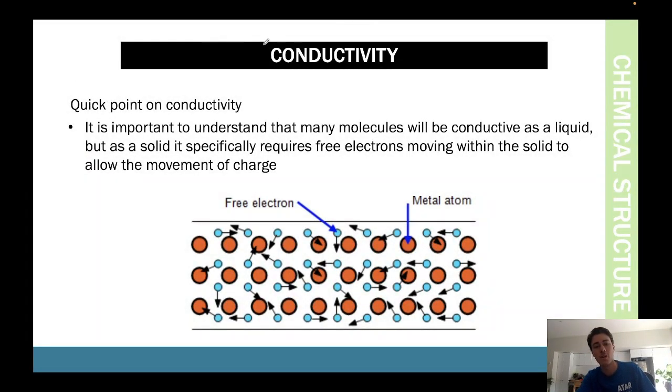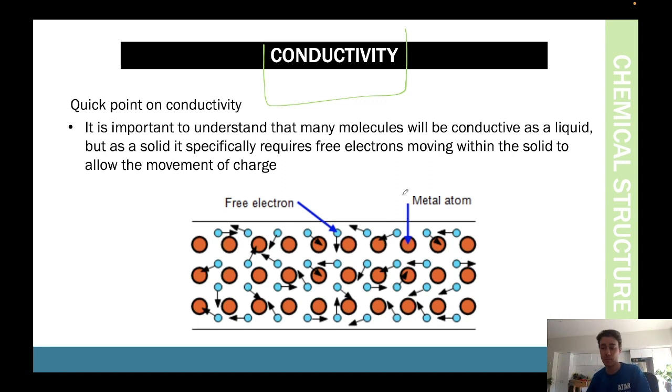So, conductivity. Conductivity is essentially where we can take electricity and move it from one thing to another. If we think about electricity in terms of our wiring, that's conductive. Wires are conductive because they allow electricity to move from one end to the other. Now, why is wire conductive? Well, wire is a metal.